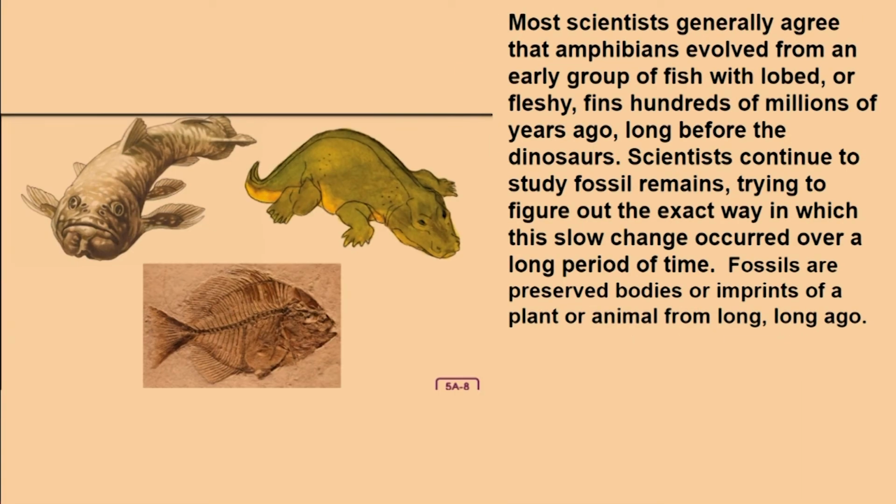Most scientists generally agree that amphibians evolved from an early group of fish with lobed or fleshy fins hundreds of millions of years ago, long before the dinosaurs. Scientists continue to study fossil remains, trying to figure out exactly in which way this slow change occurred over a long period of time. Fossils are preserved bodies or imprints of a plant or animal from long, long ago.